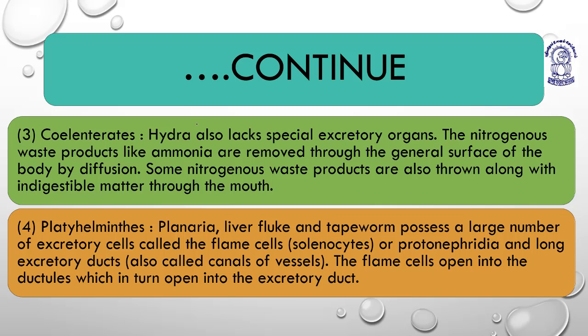In coelenterates like Hydra, they also lack special excretory organs. The nitrogenous waste product is ammonia, which is removed through the general surface of the body by diffusion. Some nitrogenous waste products are also thrown out along with indigestible matter through the mouth. So in coelenterates also, ammonia is the excretory product. Ammonia can be excreted only by aquatic animals as there is plenty of available water. So ammonia needs a large amount of water for its excretion.